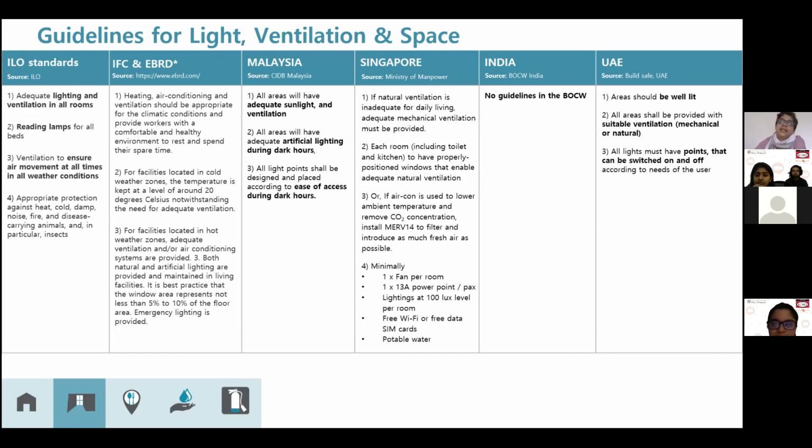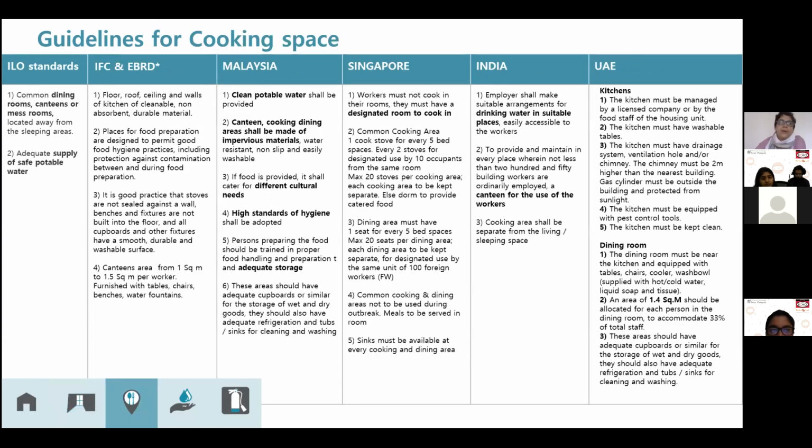UAE mentions area should be well lit, with suitable ventilation again. And here they have mentioned that it should not be a centralized light point for people, that they should have the freedom to switch on and switch off. This is specified in the guidelines. So if you take cooking space again, they have mentioned, we can go through this in detail. I will just run through salient points.